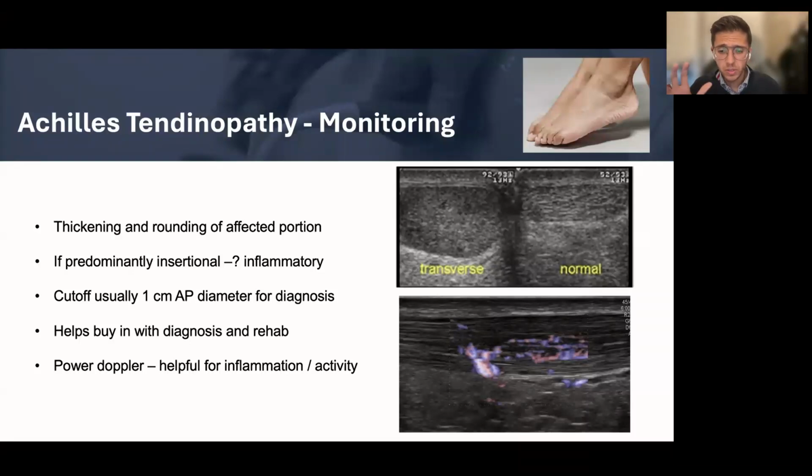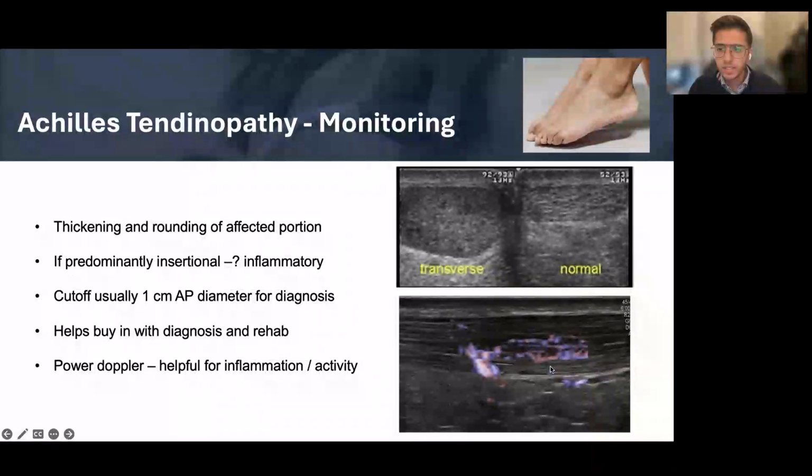Cutoffs vary, depending on your experience and the paper you read, for how thick the tendon needs to be for a true tendinopathy. Often they say about 1 centimeter in AP, so anterior posterior diameter, is probably about right. But again, I wouldn't necessarily not diagnose Achilles tendinopathy if it wasn't 1 centimeter. And there are other findings which we've talked about earlier, in terms of tendon thickening and that loss of fibrillar pattern, that would really be in keeping with your diagnosis.